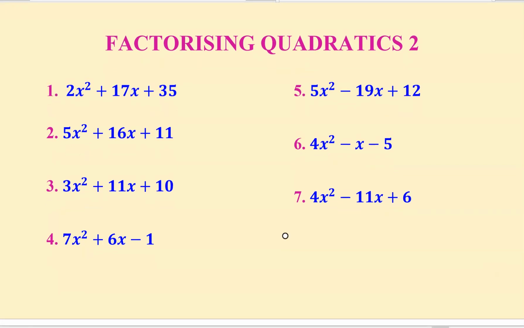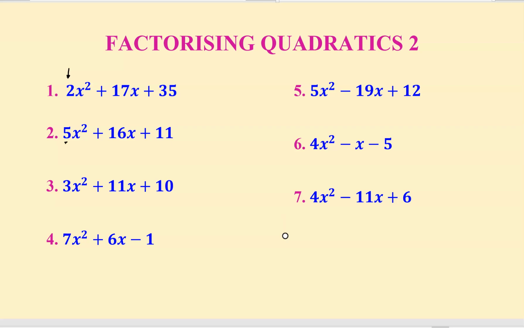Okay, video number 2 for factorising quadratics. What do you notice about these ones? Well, for starters, the value in front of x squared isn't just 1, and we might have had some of these before, but this time we cannot pull out a common factor of 2. Even over here, we can't pull out a common factor of 5 and so on.